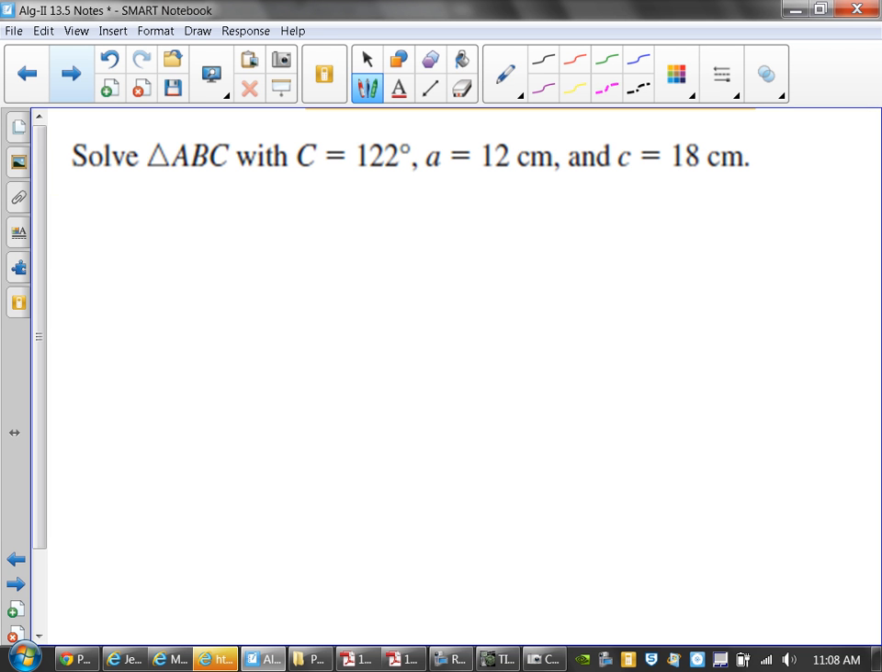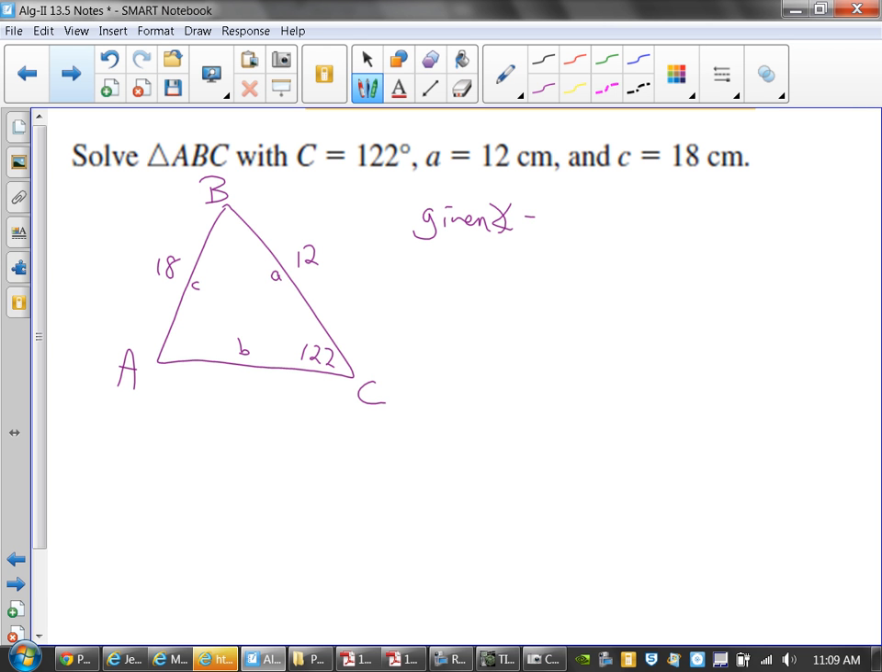Triangle ABC is given, and angle C is 122. Little c is 18. Little a is 12. So this is what it looks like to have the side-side-angle. You just check it out. Is the given angle acute or obtuse? Obtuse. My given angle is 122, and it's obtuse.